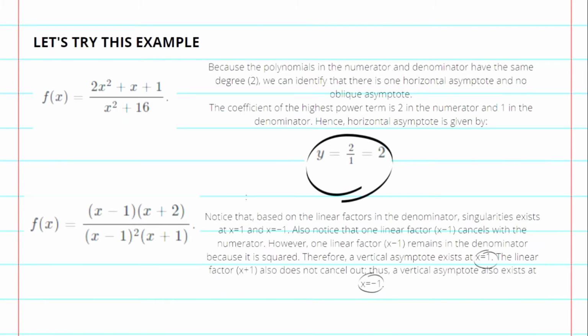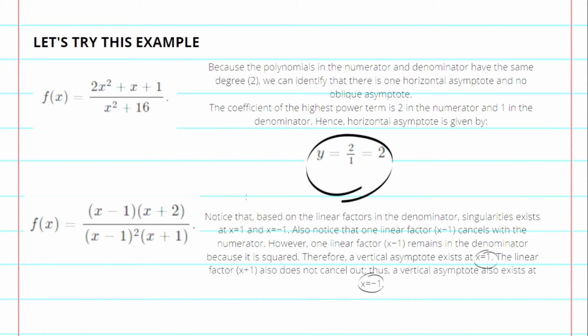Let's try this example. Given f of x equals 2x squared plus x plus 1 over x squared plus 16. Because the polynomials in the numerator and denominator have the same degree, which is 2, we can identify that there is one horizontal asymptote and no oblique asymptote.